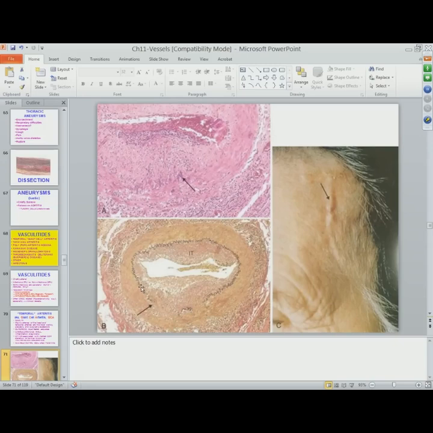Here is a nice stain of an internal elastic lamina, this nice squiggly thing. I assume it's a temporal artery. It doesn't have to be. Most of them are. And you can see disruption. And if you were to zoom in on higher power, you'd see giant cells.